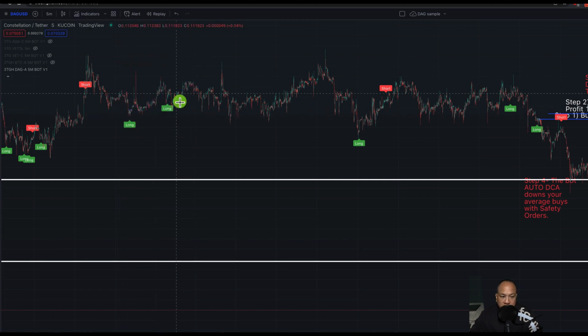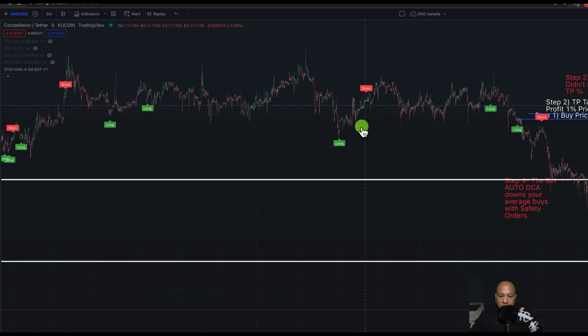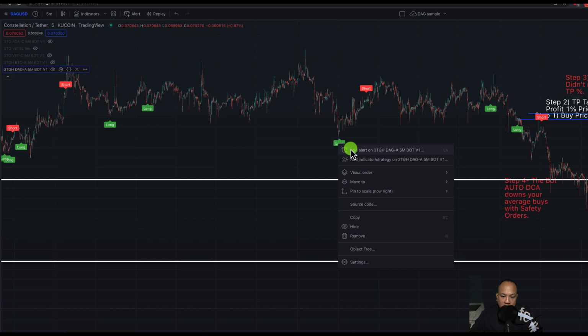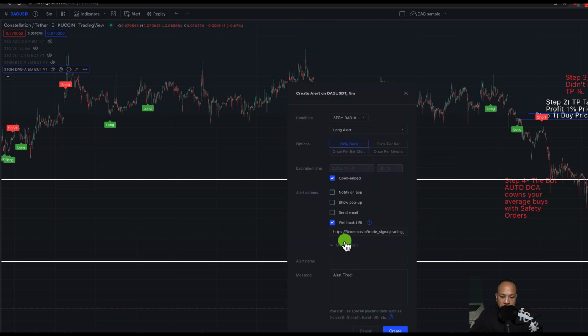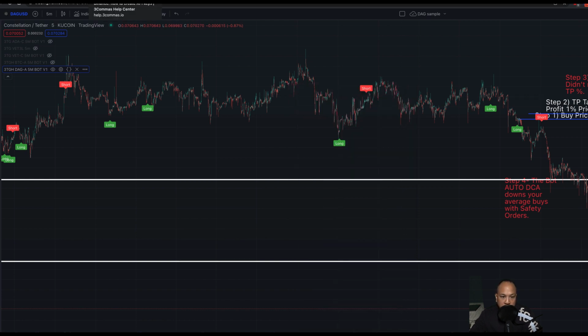Some people had different strategies and they're using it on KuCoin. KuCoin is not the way to go, because you can't create a deal start condition on this. And what I mean by deal start condition is you add this as an alert, and you have a webhook to send it to 3Commas. Then the message alert fires it over to 3Commas, and it starts in 3Commas, and it does it all automated. In KuCoin, you can't do that.